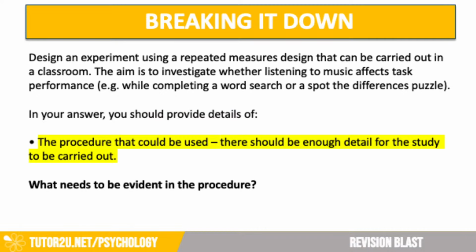Okay, so I'm going to pass over to Lara again. Thanks, Anne. Okay, so looking at the next bullet point in our question, we've got the procedure that could be used. There should be enough detail for the study to be carried out. So I want to hear from you guys, what sort of things could we include or need to be evident in the procedure here with regards to this particular study? What sort of things should we make sure we consider for the procedure to include? What goes in a procedure? Any ideas? There are many things that can go into a procedure, just one thing.